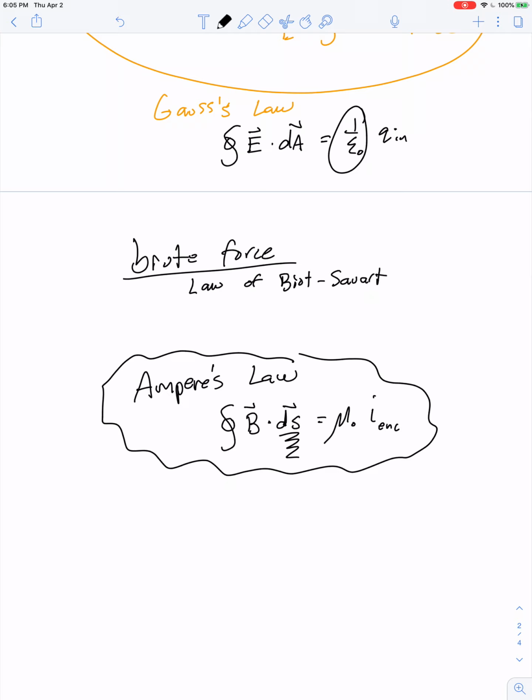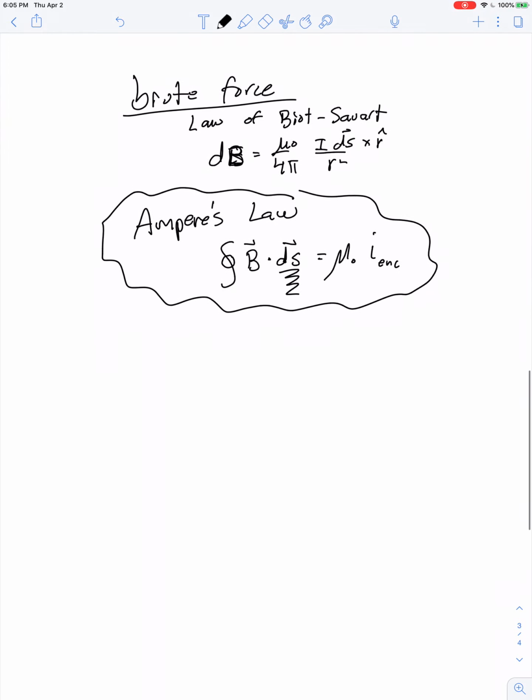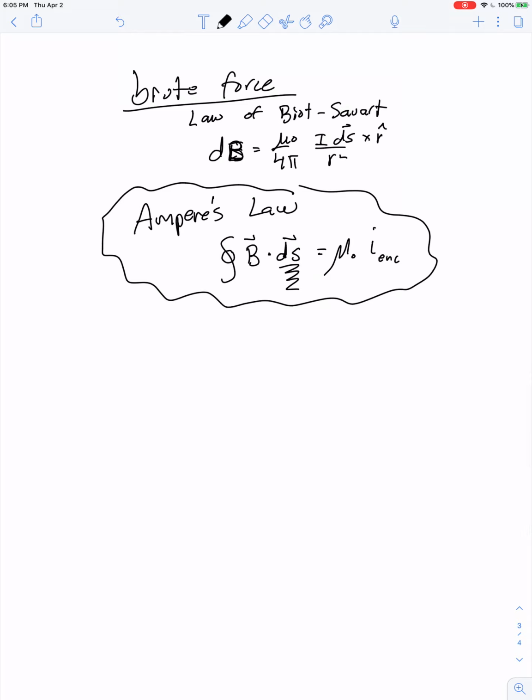And we'll probably stick to this form of the law of Biot-Savart. dB is equal to mu naught over 4 pi I ds over r squared cross r hat. And so we'll try to apply the law of Biot-Savart to a few different cases. One of them would be find the magnetic field at some point P near a long straight wire.